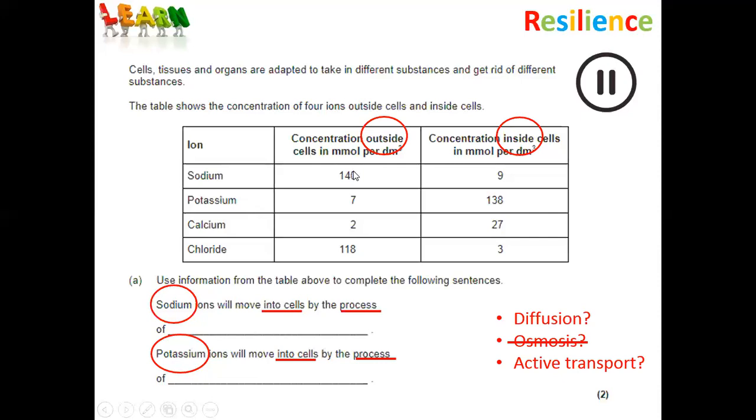So you need to start with sodium. So the concentration outside is 140. The concentration inside is just 9. So that's going from a high concentration to a low concentration, whereas the potassium underneath is going from a low concentration of 7 to a much higher concentration of 138 in the cells. So from a low to a high concentration. So then you just need to think back to your definitions of those two key terms that we've narrowed it down to and decide which is which.